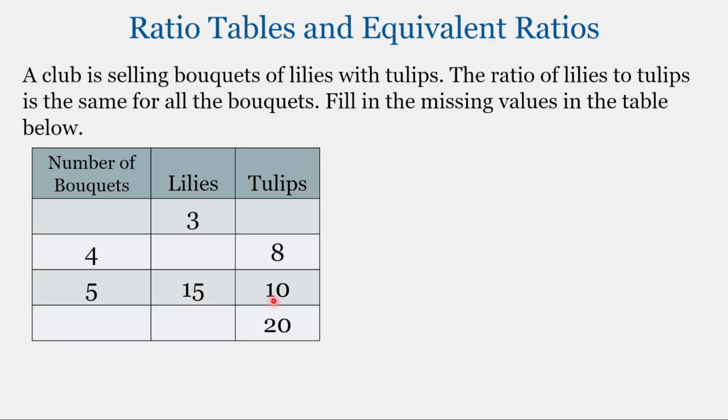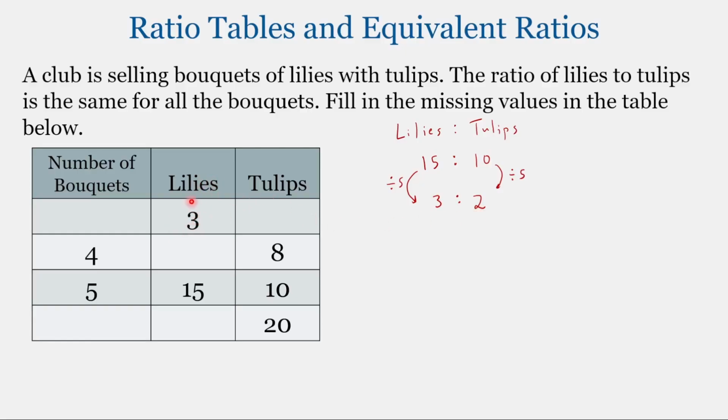So let's start by simplifying down this ratio. So let's look at this ratio of lilies to tulips. And we start with a ratio of 15 to 10. Now let's simplify this down. So both 15 and 10 are divisible by 5. So let's divide both of these by 5. And we end up with the ratio 3 to 2. So this is the ratio in its simplest form. So for every 3 lilies, we have 2 tulips.